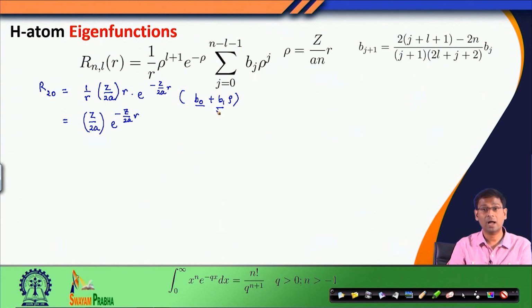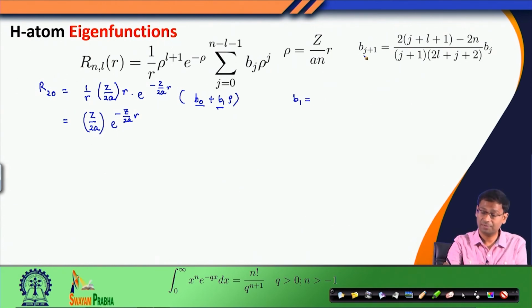Remember, when we had 1s problem, we had only one unknown B0. If I had only one unknown, I could have normalized this function and obtained that. But here I have two unknowns, B0 and B1. So, therefore, I cannot only normalize the function and obtain the full solution. Rather, I have to find one more way. What would be that way? I know that B0 and B1 are related to each other through this recursion relation.